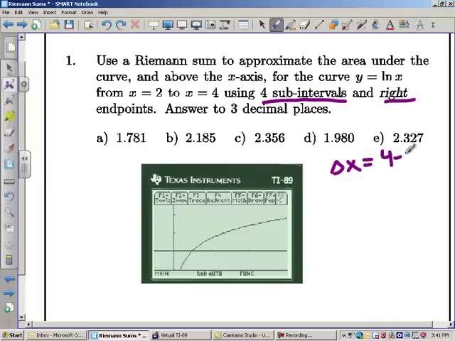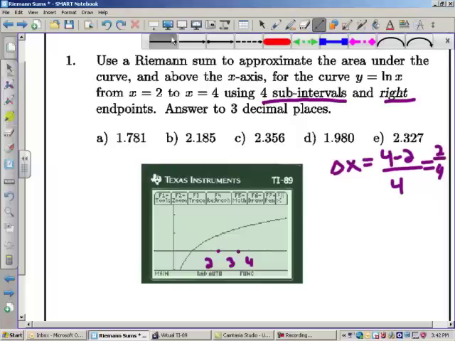So my delta x is b minus a over how many rectangles I have, which is 2 over 4, which is 1/2. So I need to go by halves. From 2 to 4, I need to go by halves. So let's go ahead and write that in. So I'm starting at 2, and here's 3, and here's 4. So I also need some points in between. I need a 2.5 point and a 3.5 point.